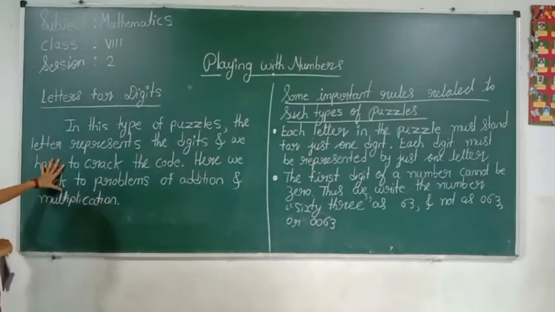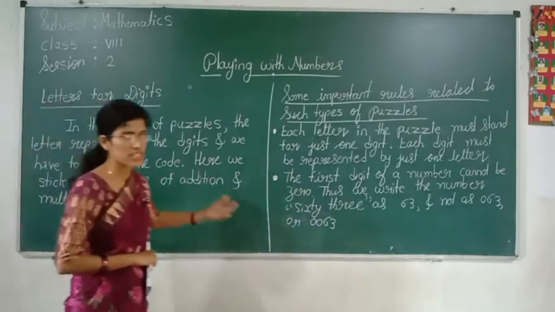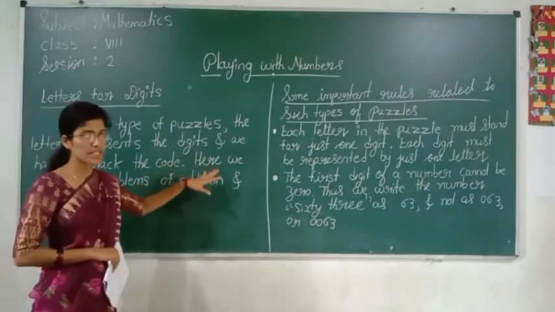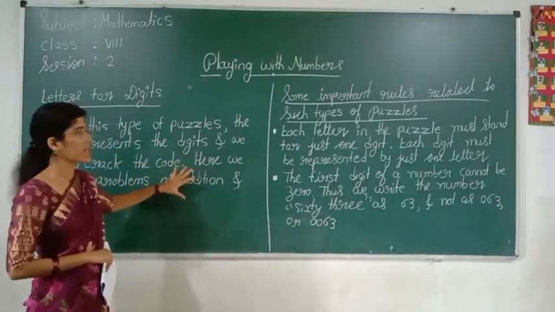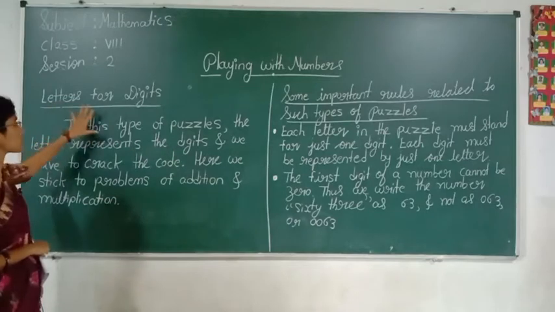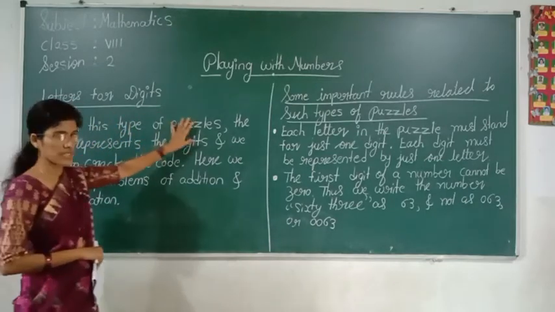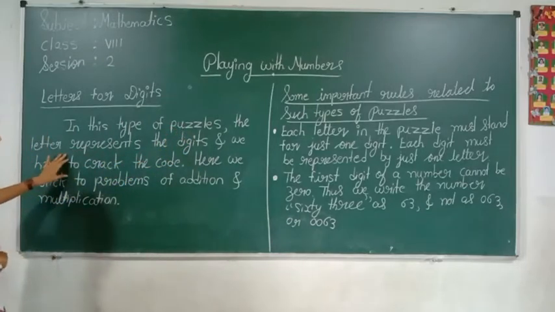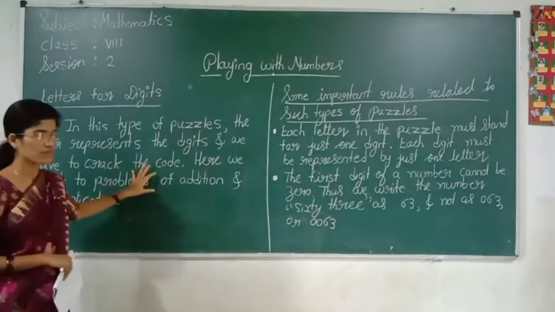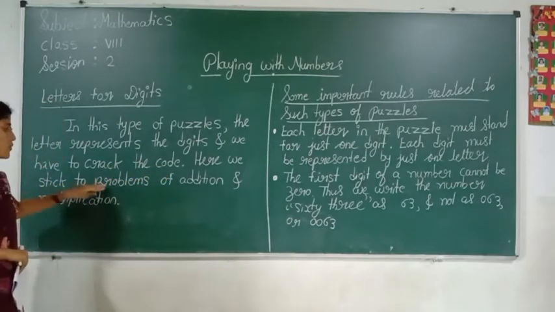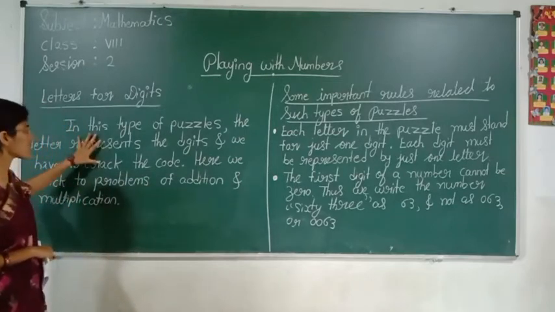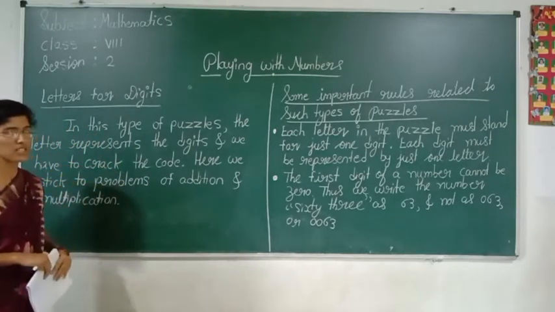Now, see here. Playing with numbers, the second concept is letters for digits. So what is this letters for digits? We will see. In this type of puzzle, the letter represents the digit. This puzzle is called letters for digits. We have to crack the code. Here we stick to problems of addition and multiplication. So, in this type of puzzle the letters represent the digits.